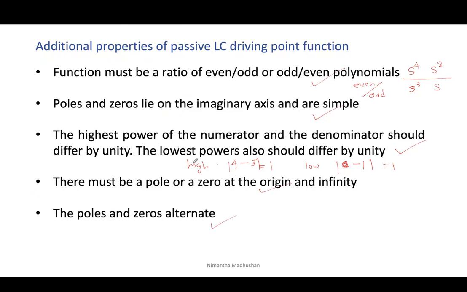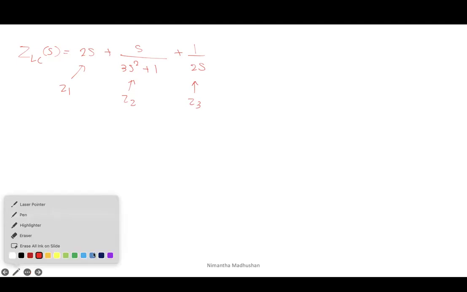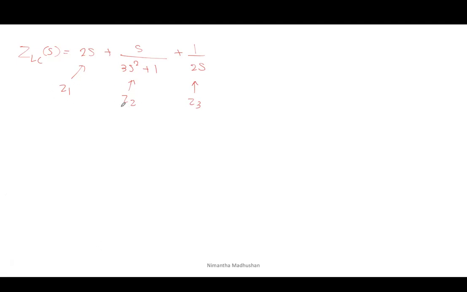Then we have to construct the final LC network. For that, I rewrite the partial fraction expansion again: 2s plus s over 3s squared plus 1 plus 1 over 2s. This is Z1, Z2, and Z3. These are the small pieces of impedance value.